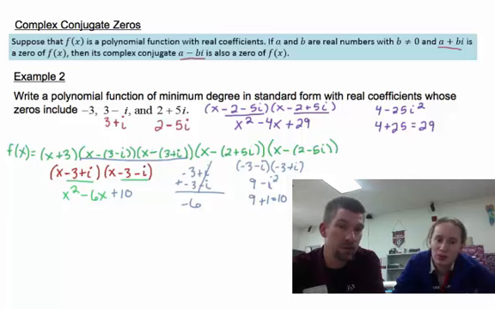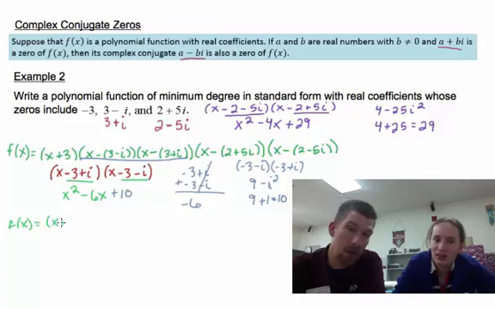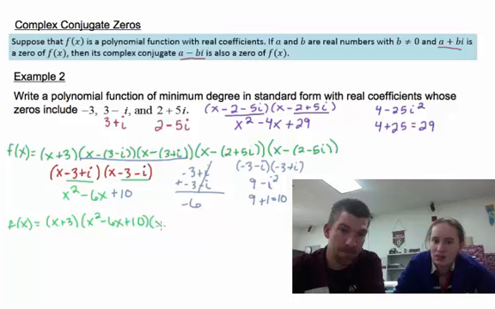And so what we have to do is now come back and see what all we've got over here. We've got f of x equals. We may need to wipe this slide clean to finish. Then we have x squared minus 6x plus 10, and then x squared plus 4x plus 29. It's going to be really long.